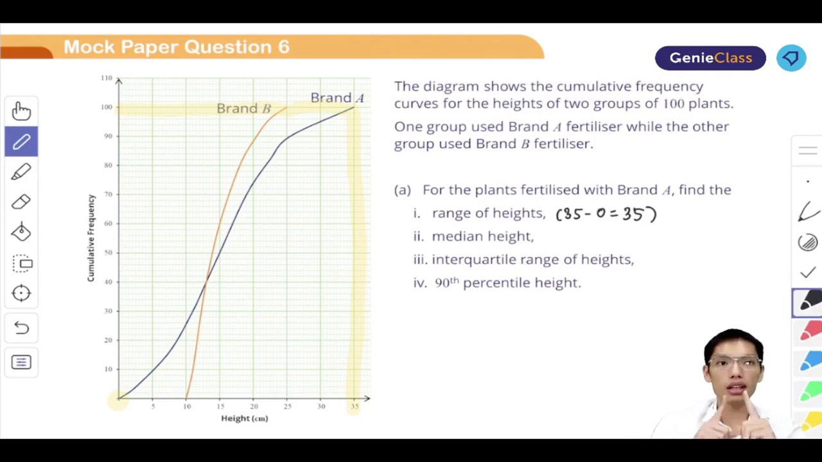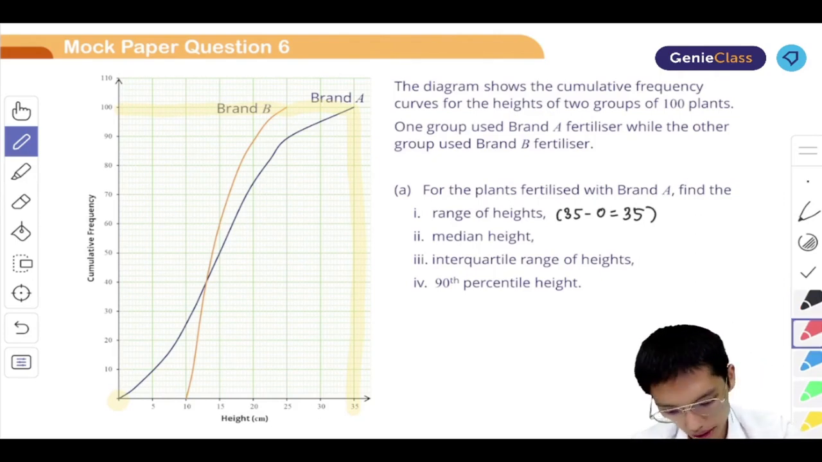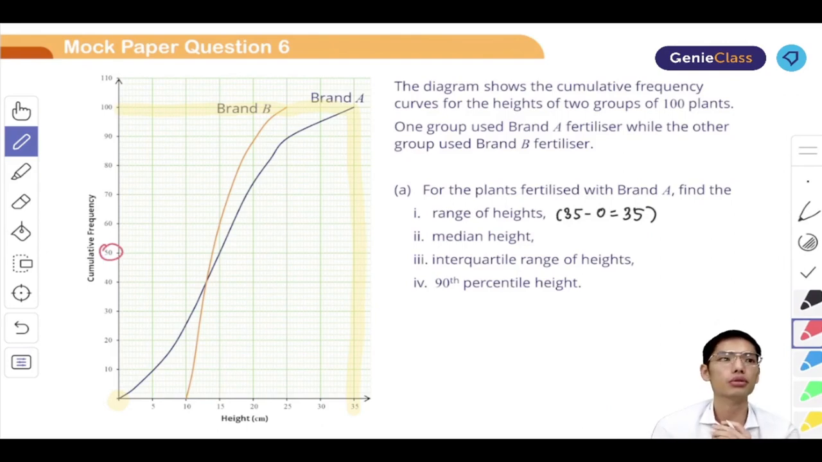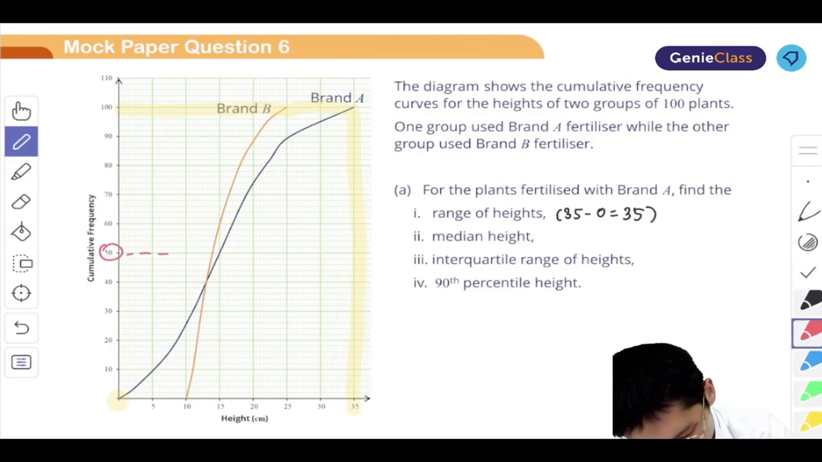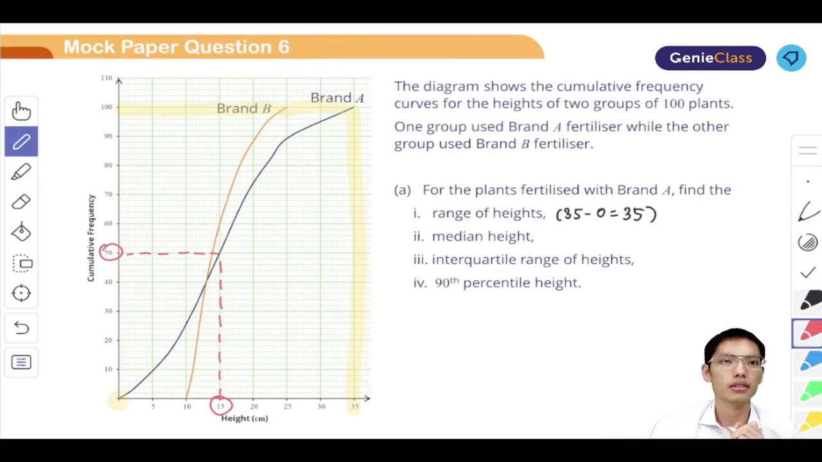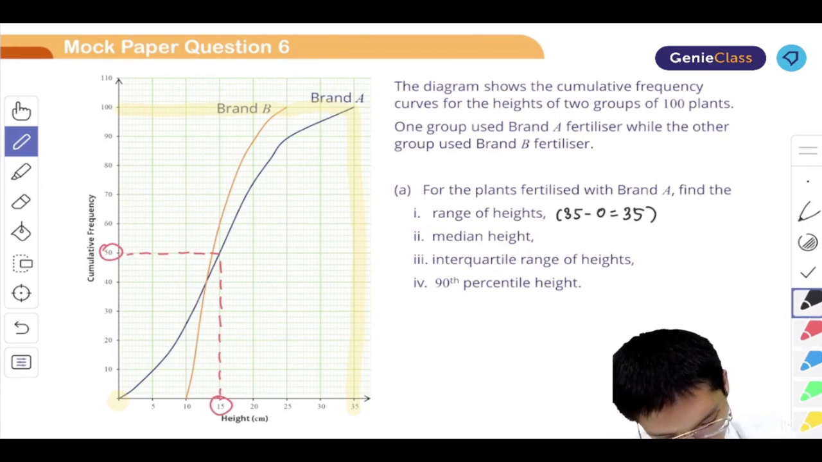Median, take note, I'm going to cut it out at the middle. So the middle in this case is 50. 100 divided by 2 is 50. And I trace it from there. So therefore, I trace it from there. And then I go down. You realize my median is going to be 15. Okay, so that's where I get 15 over here. Median is 15 cm.